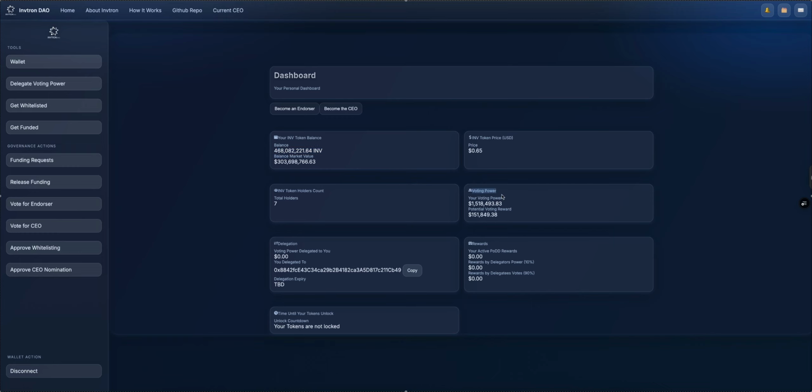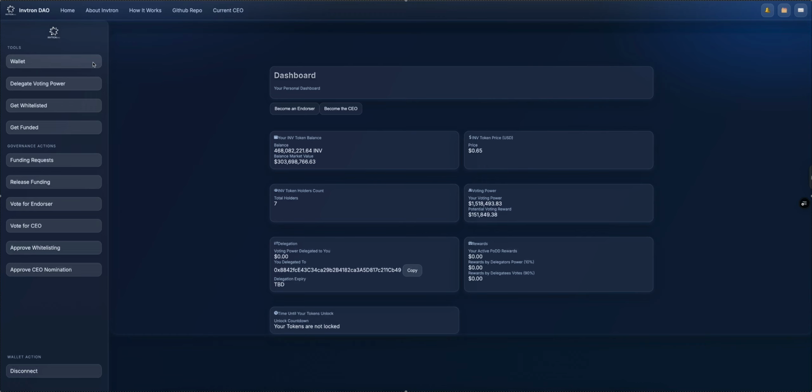Now we come here, you can see the voting power, your voting power. The voting power here is 1.5 million, okay? And the potential voting reward is $151,000. We will come back to this later, but this is just information for you. And as you can see here also, there is the become endorser button and become CEO button. We will come to that later also.